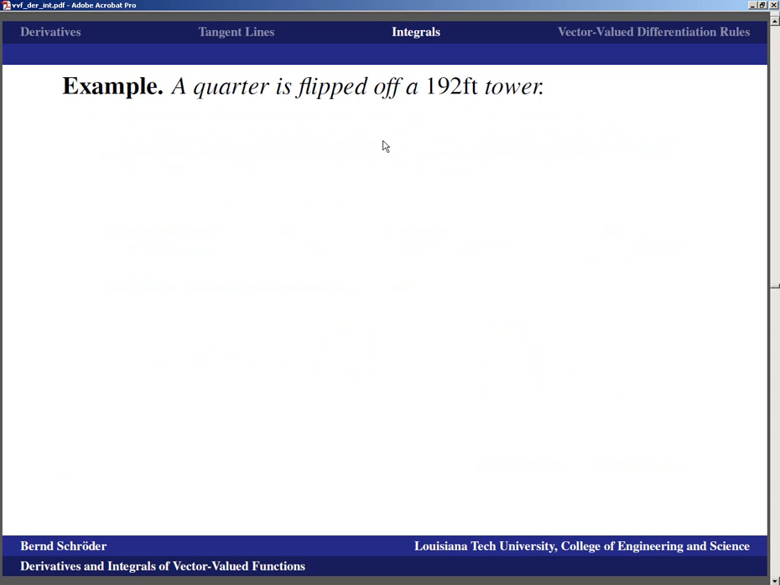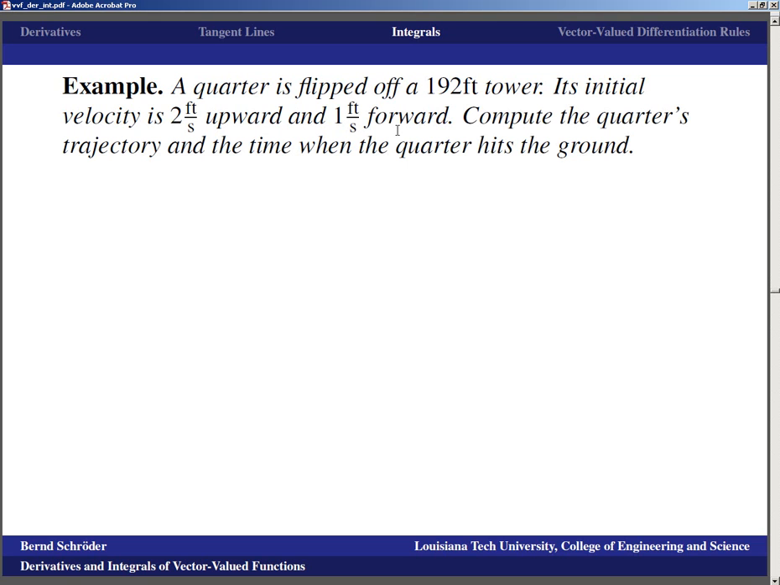Okay, of course it's construed, but let's say that we flip a quarter off a 192-foot tower. Its initial velocity is 2 feet per second upward and 1 foot per second forward. We want to compute the quarter's trajectory and the time when the quarter hits the ground.